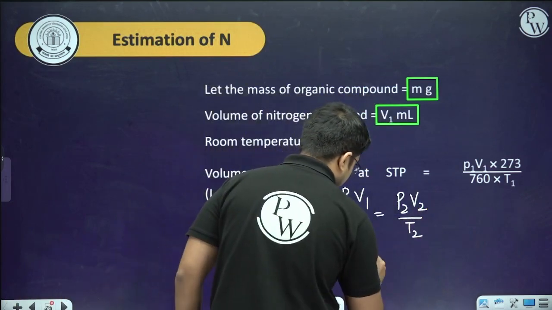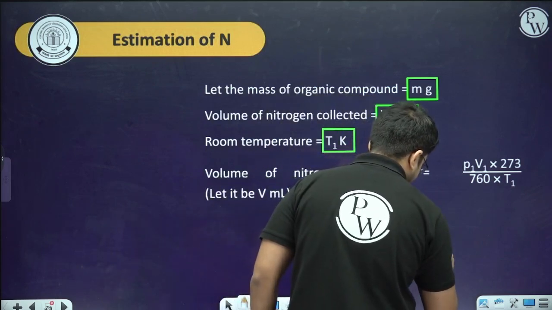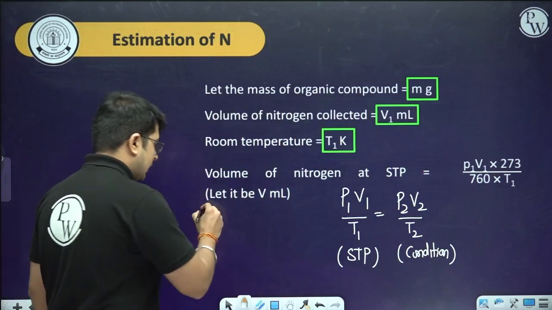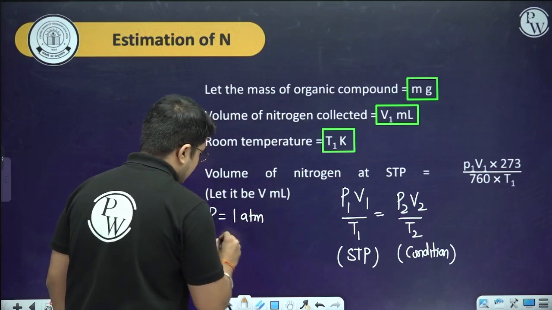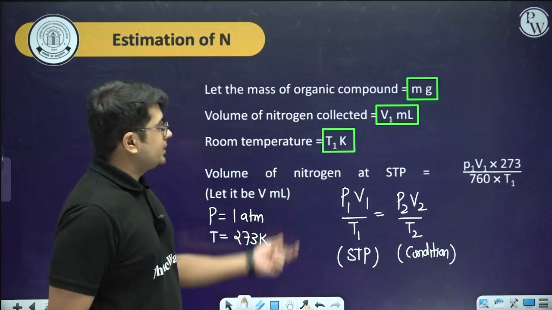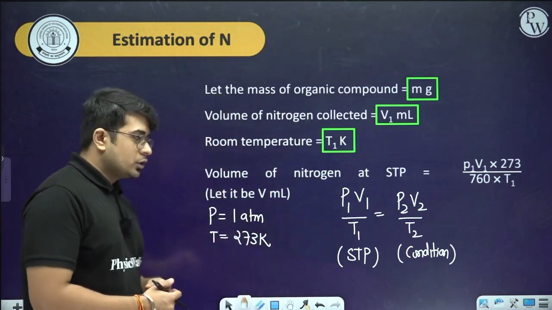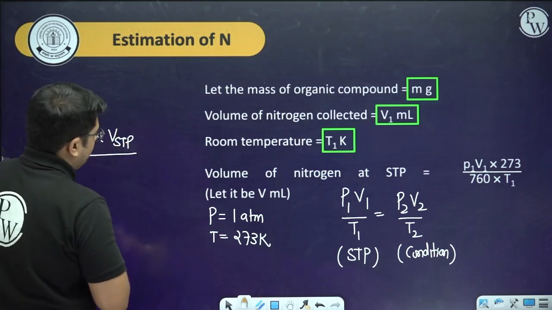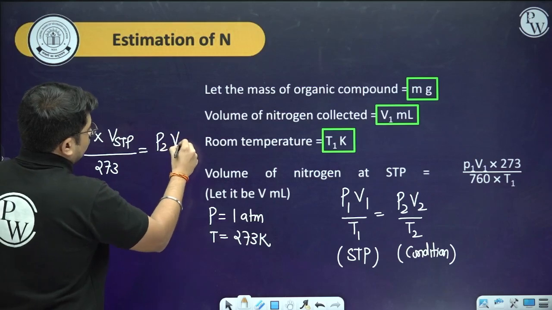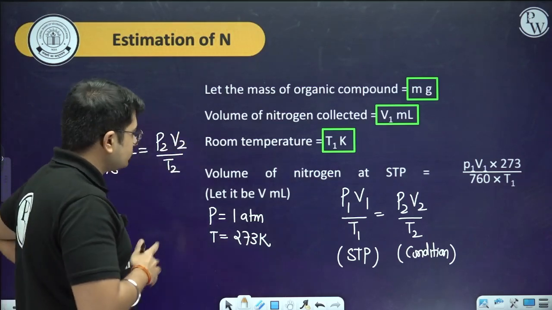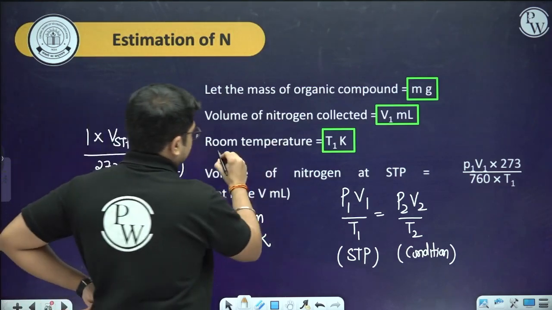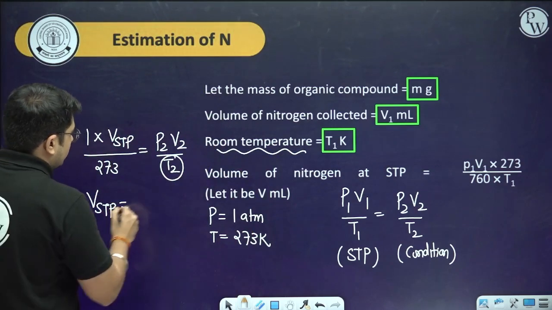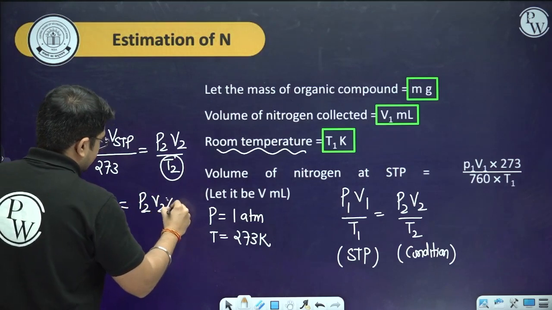Let's say this is the part where I'm talking about the STP, and this is the part for the given conditions. So I can say that at STP, everything is known to us. We know that at STP, the pressure is supposed to be 760 mm and temperature is supposed to be 273 Kelvin. But the entire part is collected at a temperature which is T1. So how can you correlate? You can say that P, which is 760 mm, multiplied by V at STP, which we don't know, divided by 273, is equal to P1 V1 upon T1. Now, after the entire calculation, this T1 is given to us, which is the room temperature. So I can say that volume at STP will be equal to P1 V1 multiplied by 273.